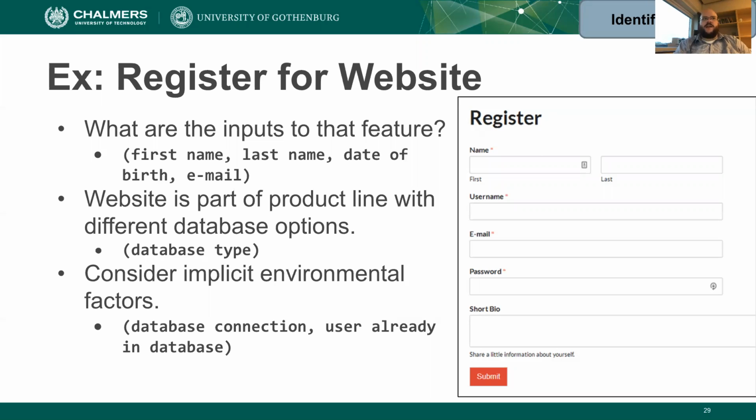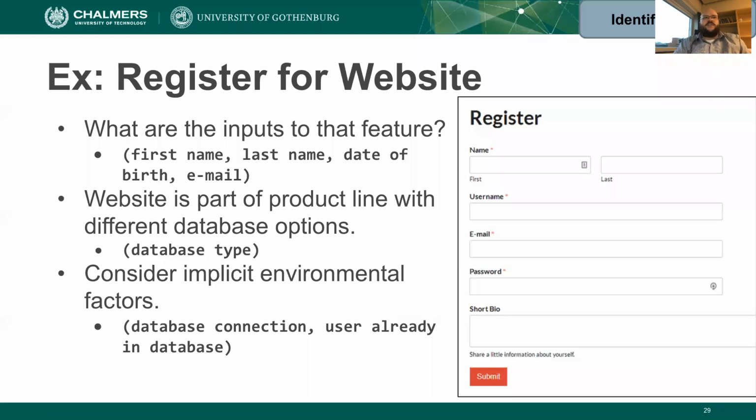What first name do we enter? What last name do we enter? What date of birth do we enter? What email address do we enter? Okay. Now, the explicitly defined parameters might not be the only ones you want to deal with. So if you're registering users, what else can influence the outcome? Well, maybe our website is part of a product line with different database options. And so then we choose a database type as part of the feature configuration. So that's a choice we make when we're testing.